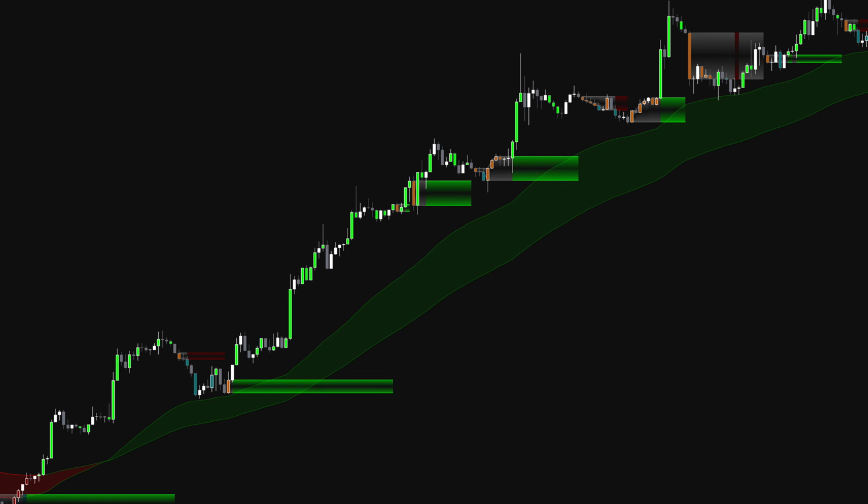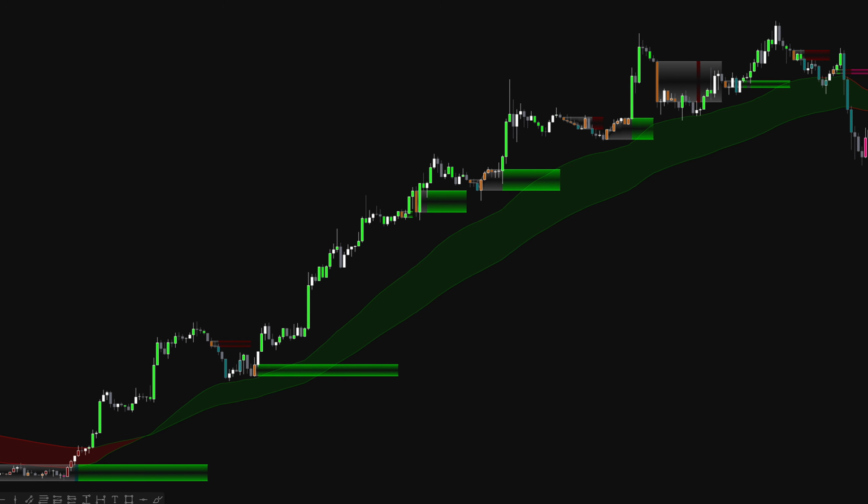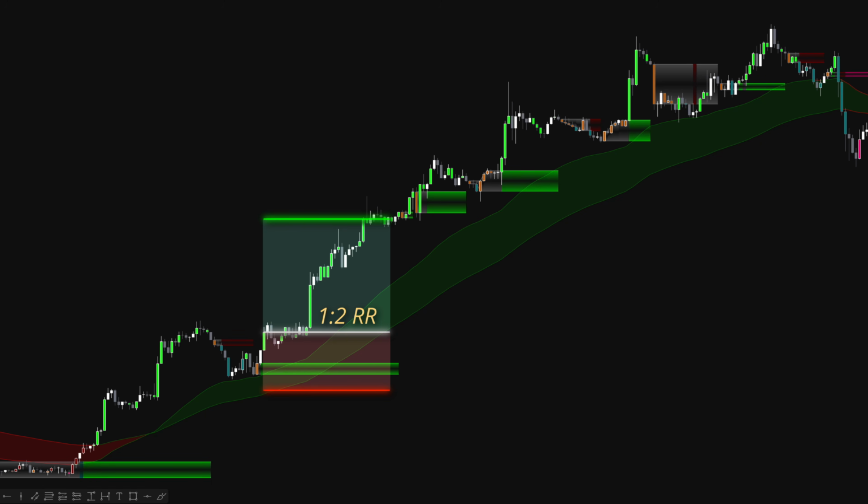I'm not going to bore you with all the risk management practical theory. Once you're in the trade, place your stop loss below the most recent swing low and target 2 times risk if you're trading pullbacks.